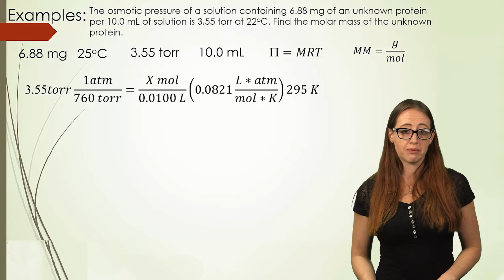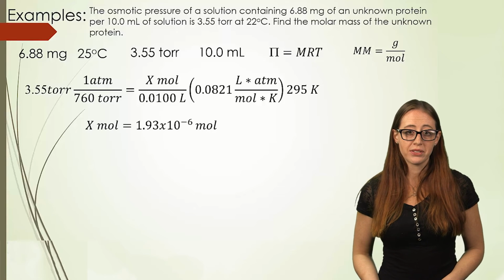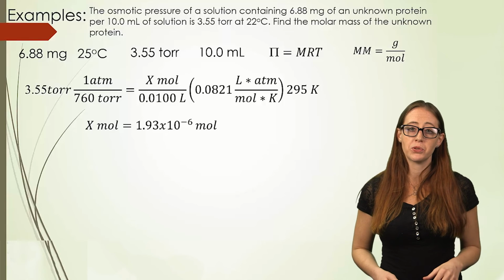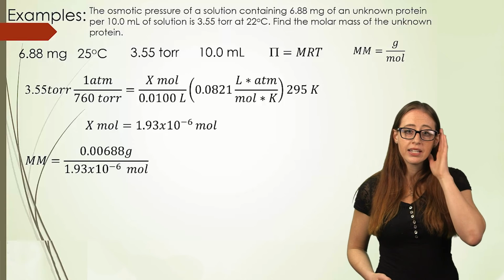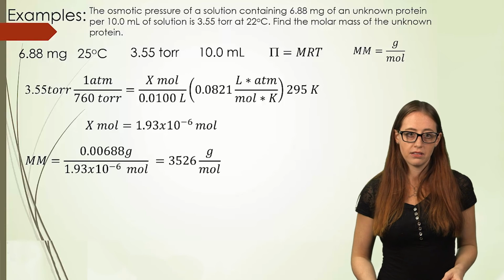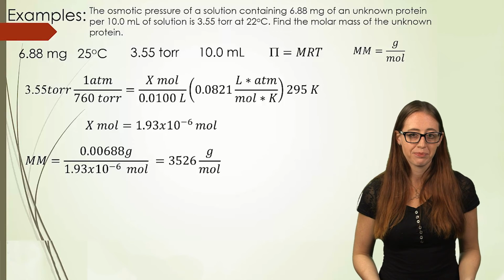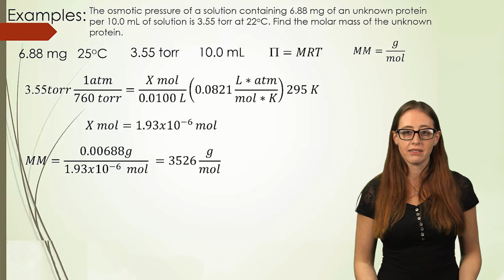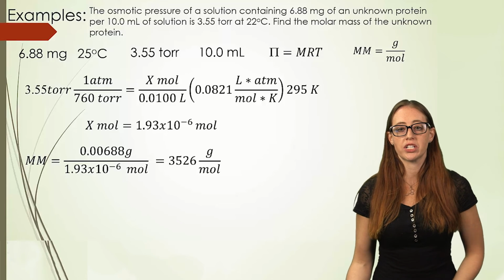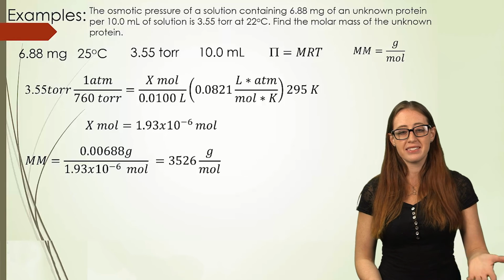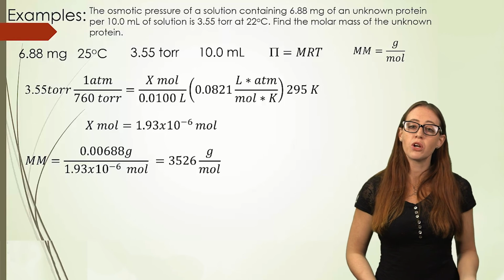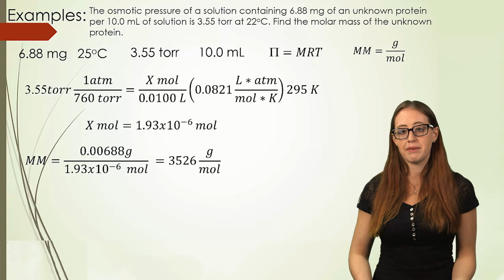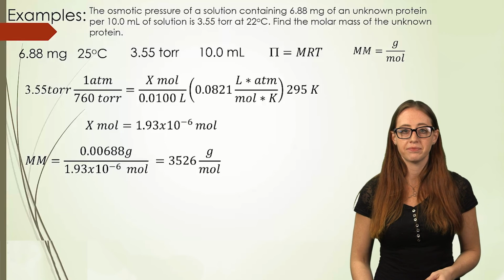Since we are trying to find molar mass, if we have moles, which we found, and we have grams, which was given, we can simply put grams over top of moles to get our answer. And we get 3,526. Now this might seem really big. I know you're not used to dealing with molar masses quite this large, but proteins are generally very large compared to what you've been used to dealing with. This is actually a relatively small protein, so don't be concerned about the molar mass going into thousands or even tens of thousands if I mention that it's a protein that you're calculating.